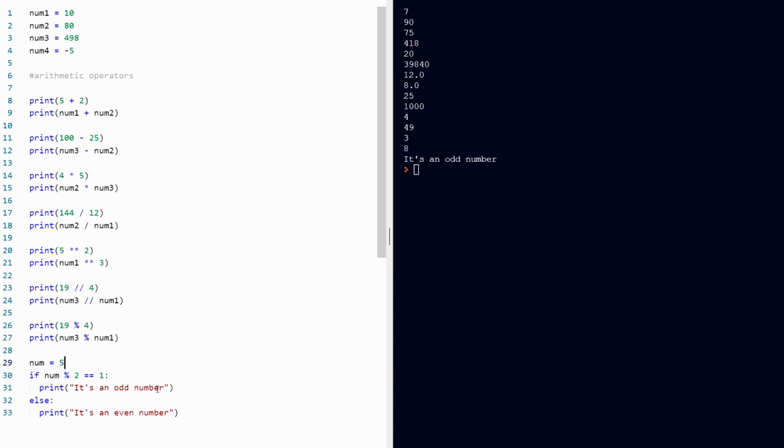So there you go. Various different things that you can do using integers, whole numbers. And that's how you work with integers in Python.